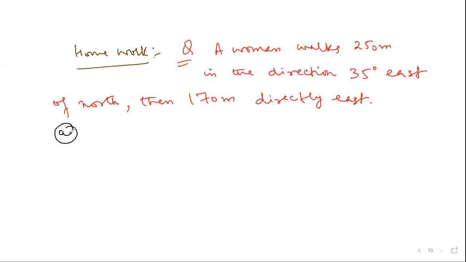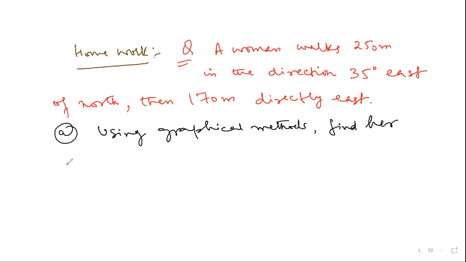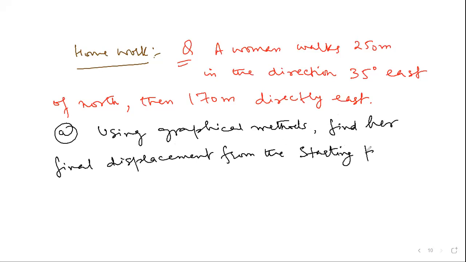Part A. Using graphical methods, find her final displacement from the starting point. Then I have the second part of the question. Part B says compare the magnitude of her displacement with the distance she walked.